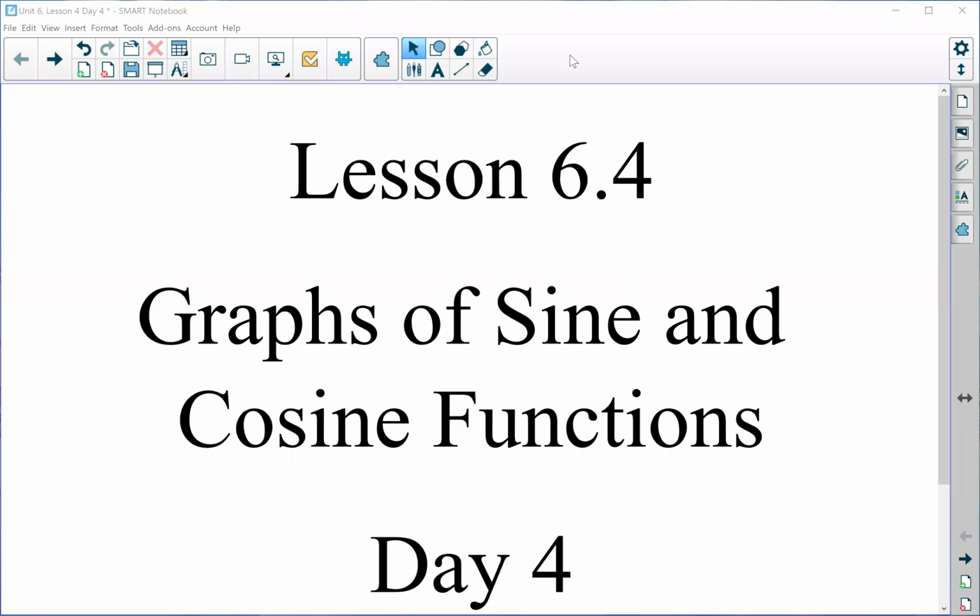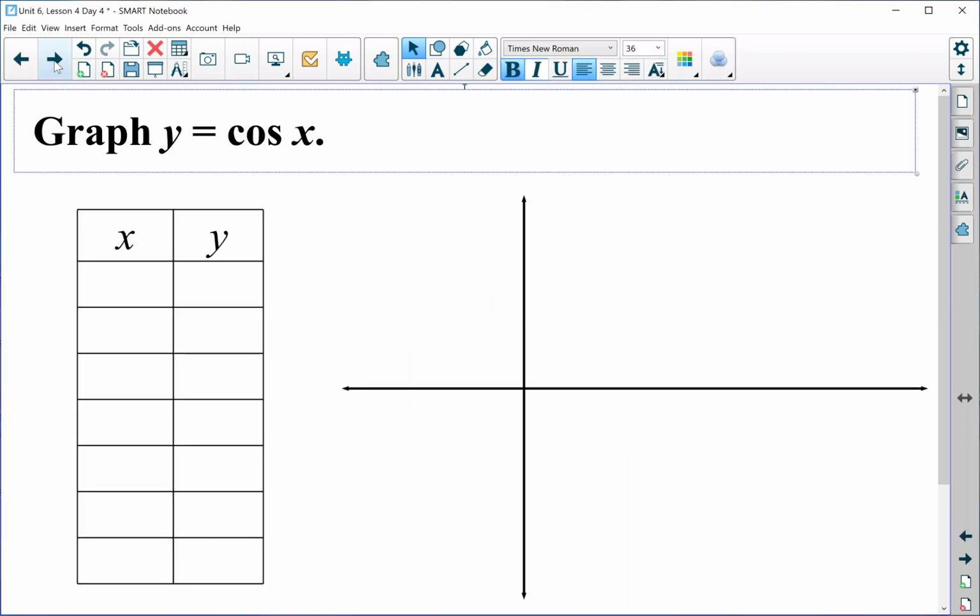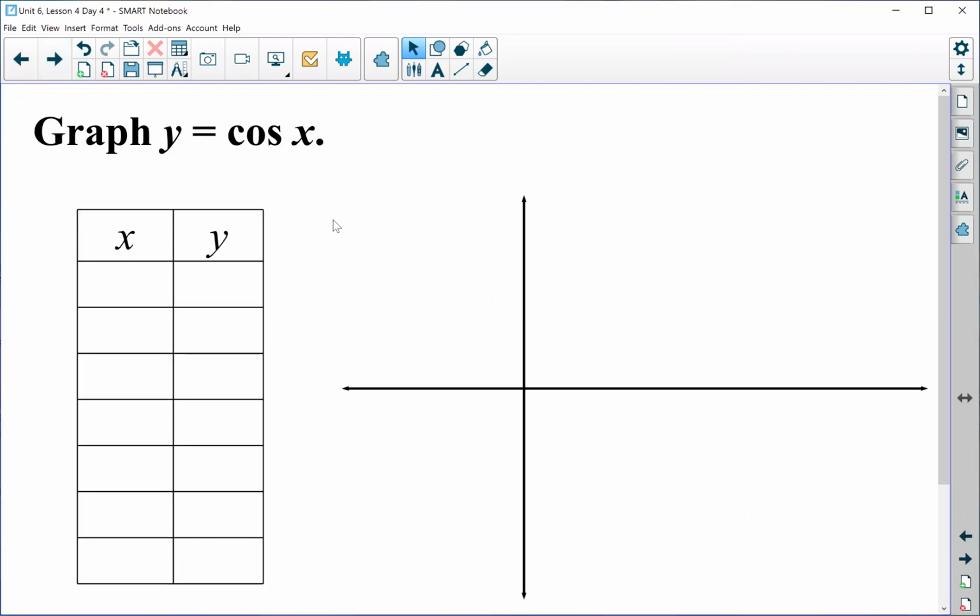All right, so today we're going to finish up graphs of sine and cosine functions, day 4, and today we're going to focus mainly on the cosine function and how to graph that. So just like we did yesterday, we're going to start with just the basic graph of cosine.